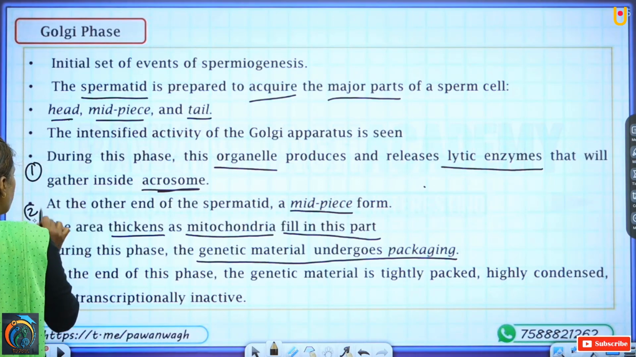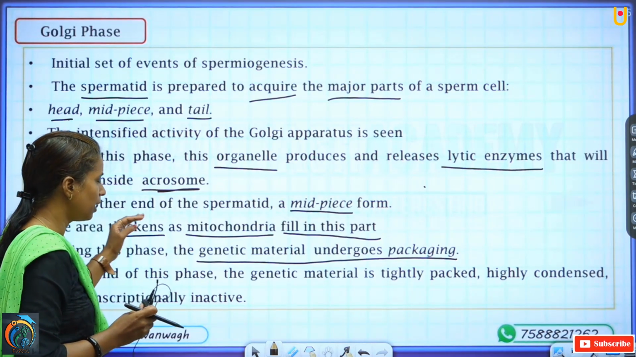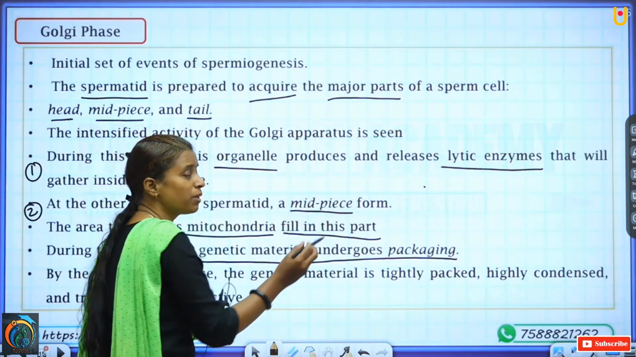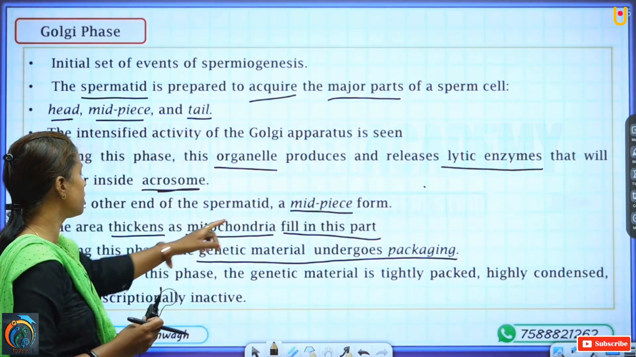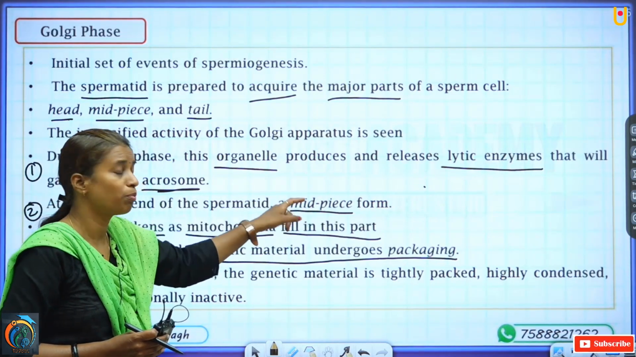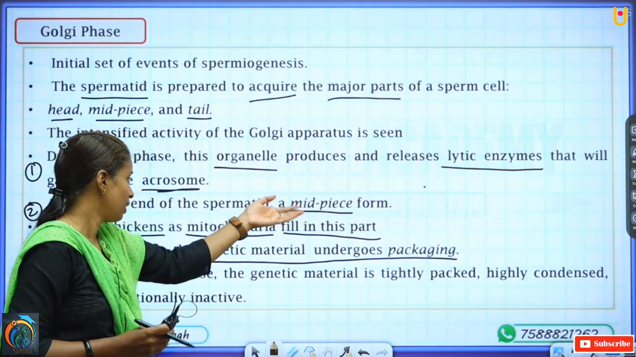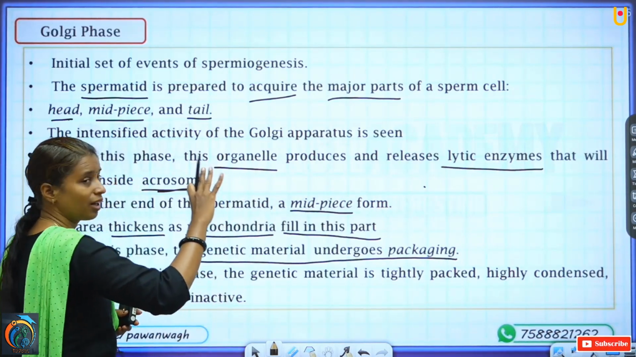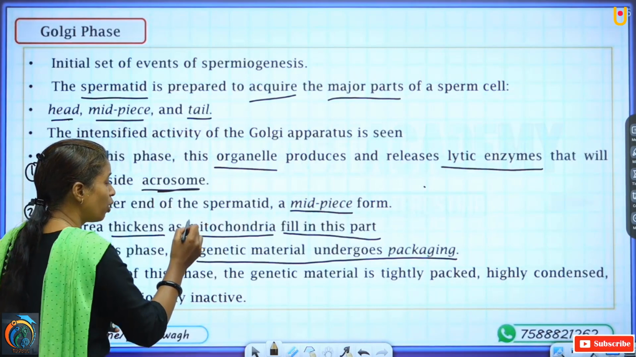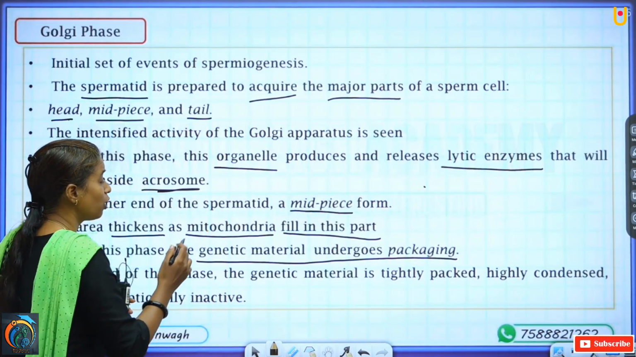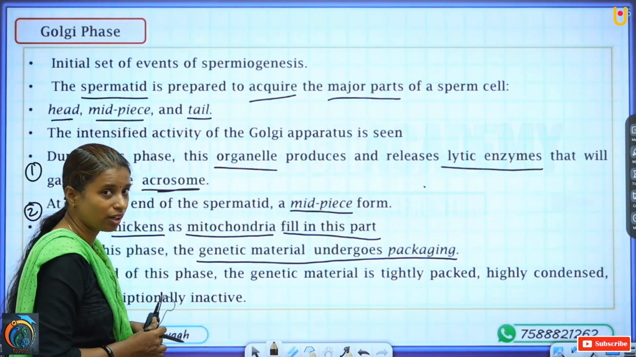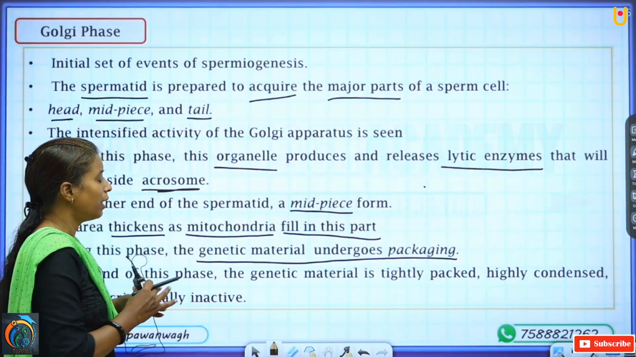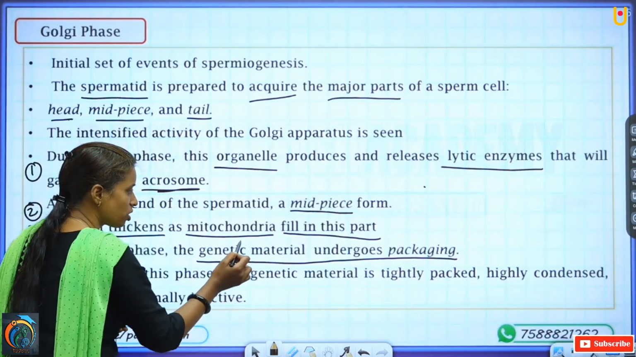Second thing we have seen, the midpiece is getting developed. At the other end, the midpiece is getting developed, and in this midpiece, that area becomes thickened. Why is it getting thickened? Because that area is incorporated by the mitochondria. Normally, mitochondria are present inside the cytoplasm, but now they have come to the midpiece region.